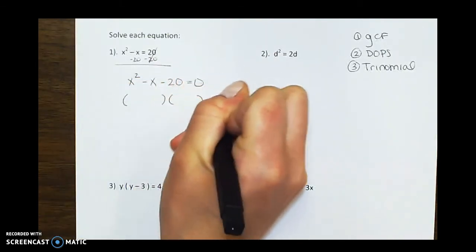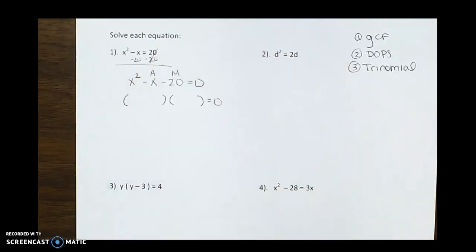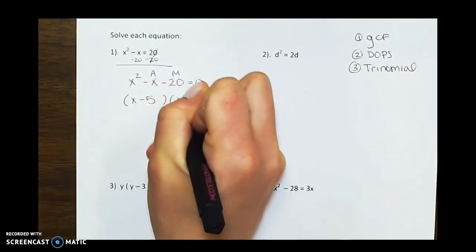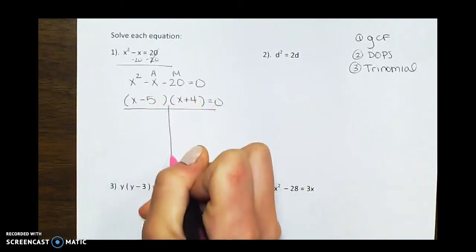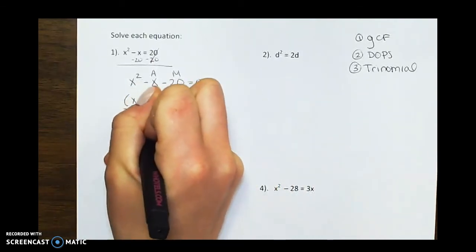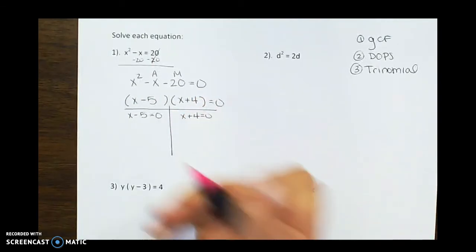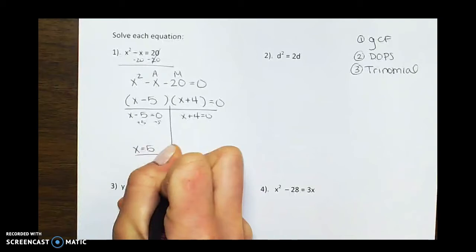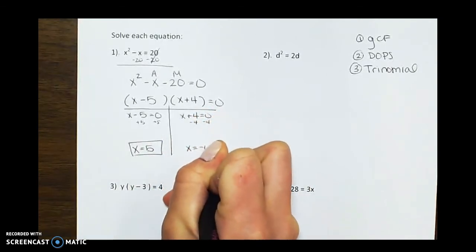I need to find 2 numbers that multiply to negative 20 and add to -1, and we did this on the front of the worksheet, and that's going to be x minus 5 and x plus 4. So now that we factored, we're going to tee it up. We set each factor equal to 0, and then we solve. So we're going to add 5 to both sides, and we get x equals 5. And then over here, we subtract 4, so we end up with x equals -4.